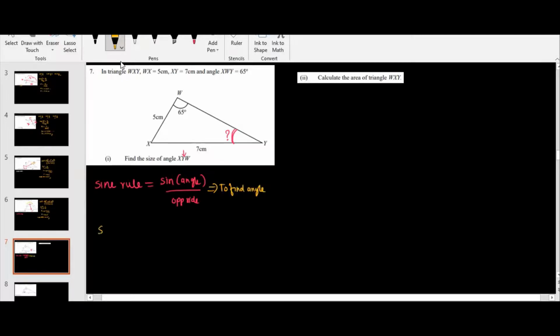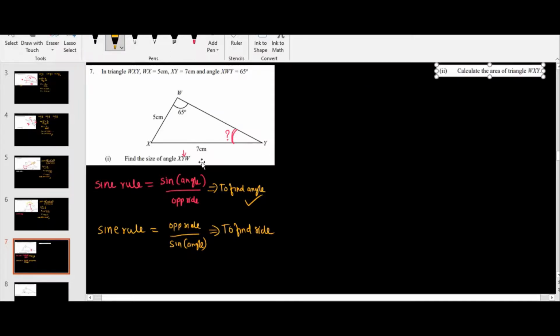And in the sine rule, if you want to find the side, the formula is upside down. It will be the opposite side divided by sine of the angle. This formula is used to find the side. We will solve the question where we have to use the second formula. So now we will use this formula. Let me just move this second session question so that we can solve this one.